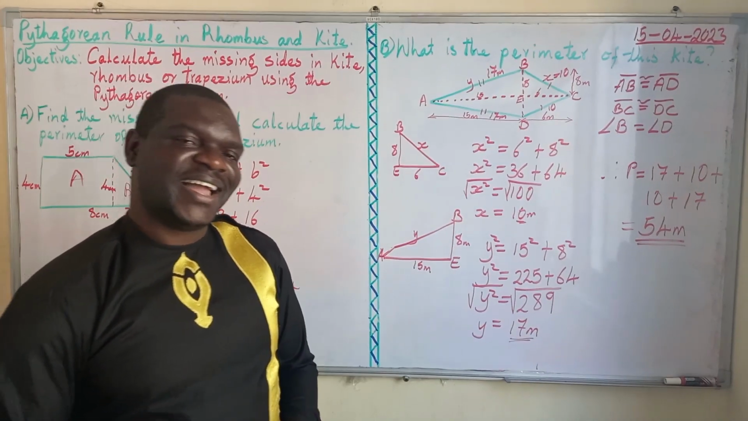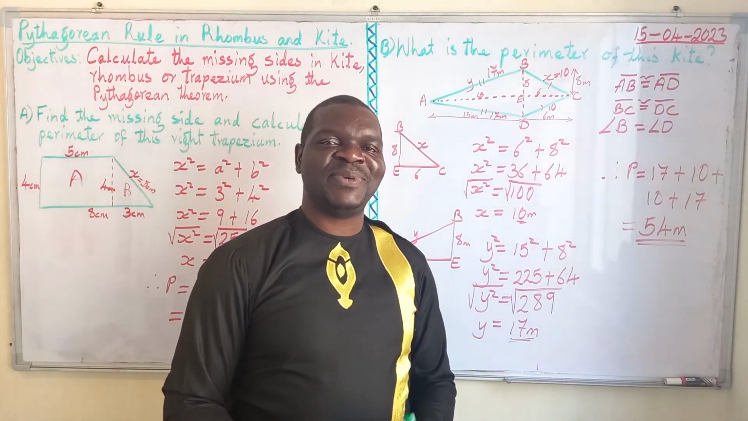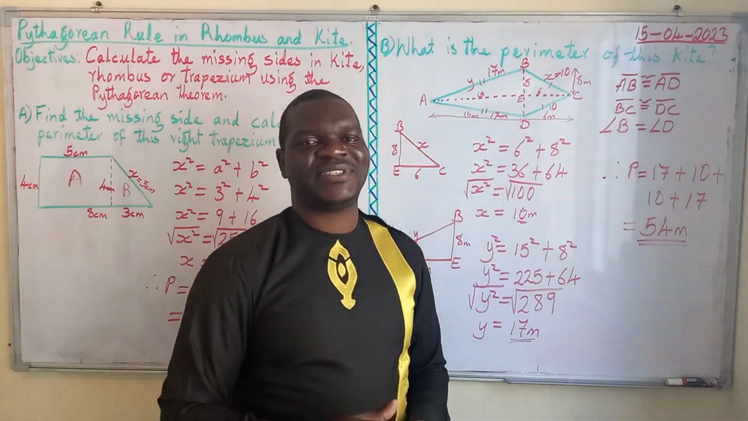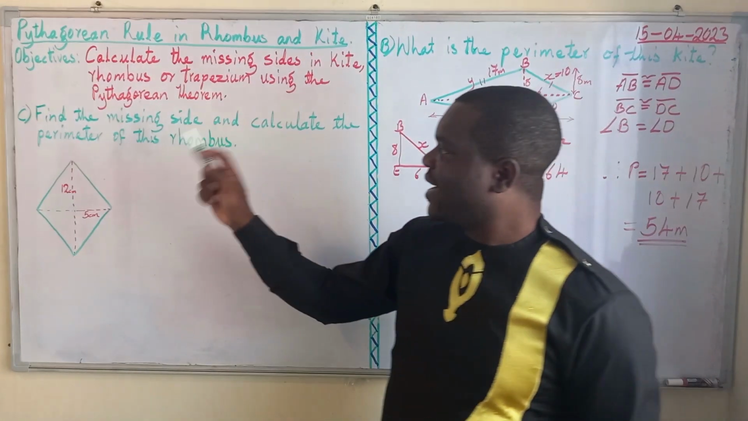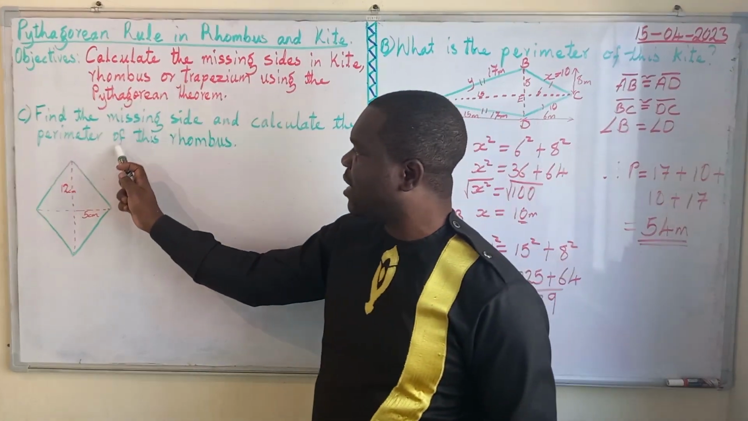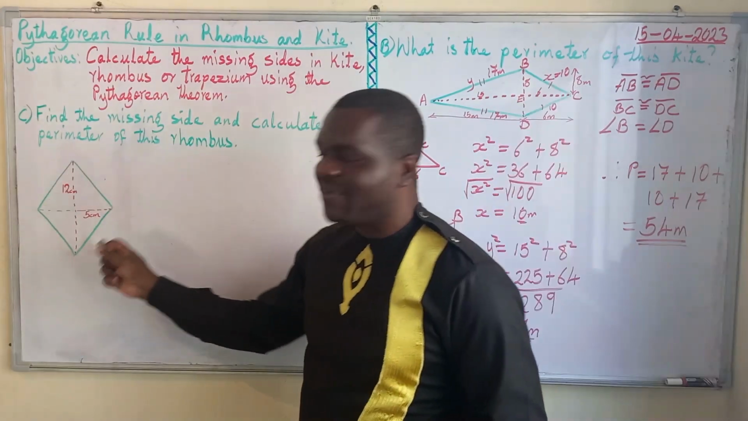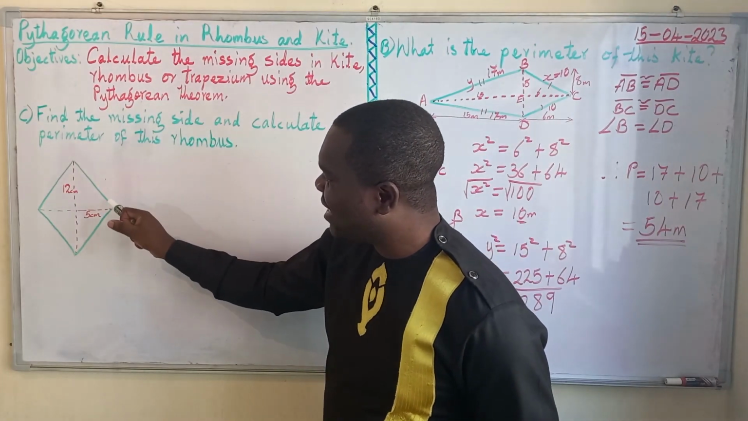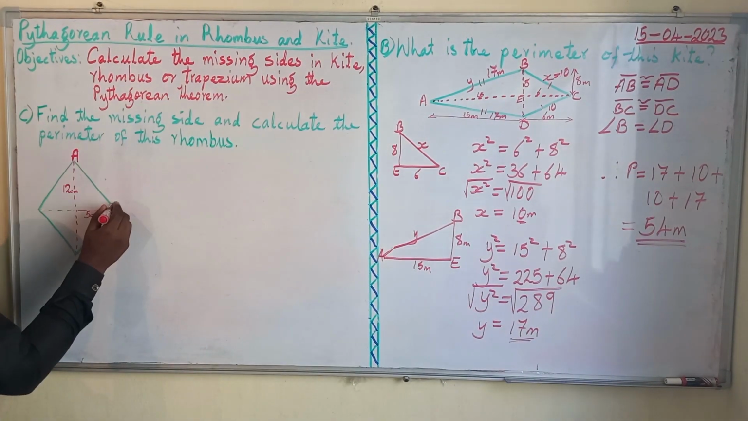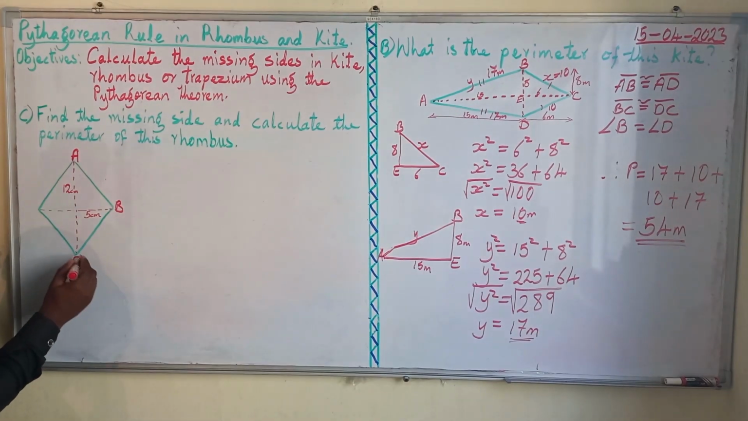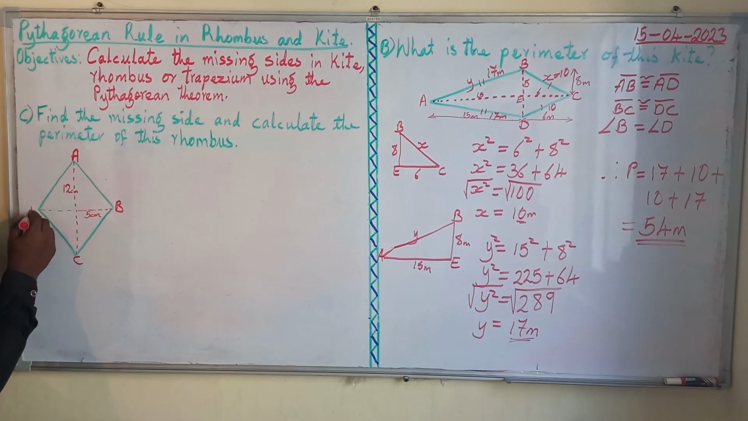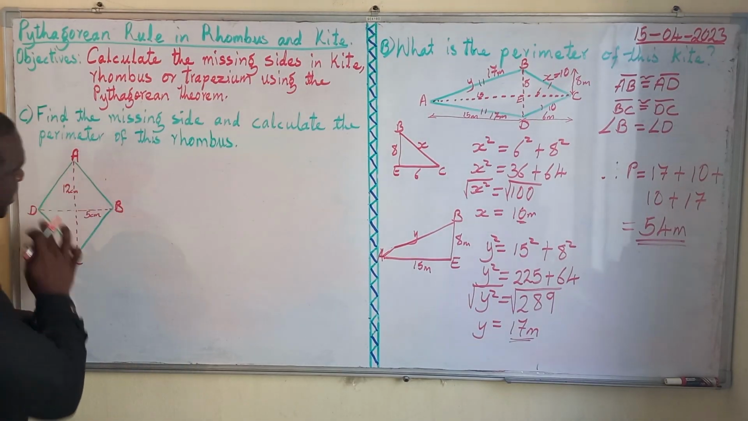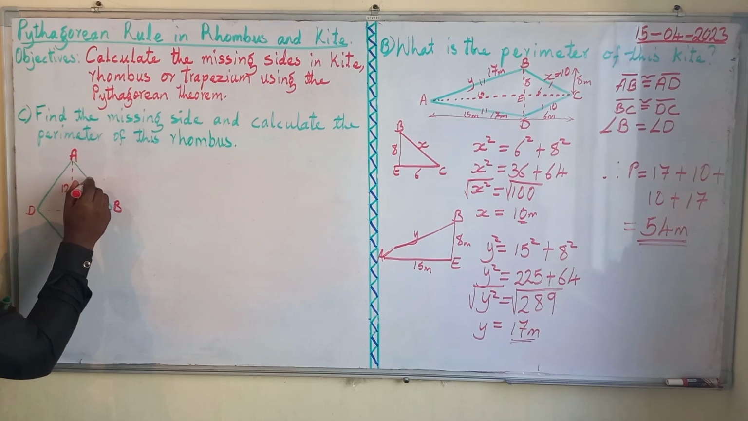Let's move further and to our last example, which will be how to solve for the missing side in a rhombus. Here is our last example. Find the missing side and calculate the perimeter of this rhombus. We have established before that a rhombus is a square because all the sides are the same. That is, A to B is the same as B to C, and the same as C to D, and the same as D to A. We are asked to calculate the perimeter of this shape. Therefore, we need to know the side.